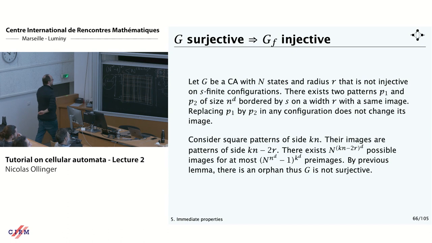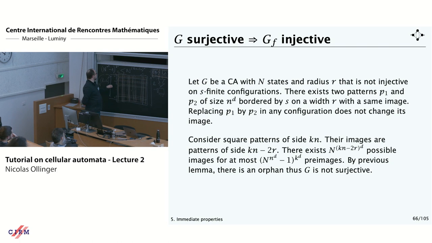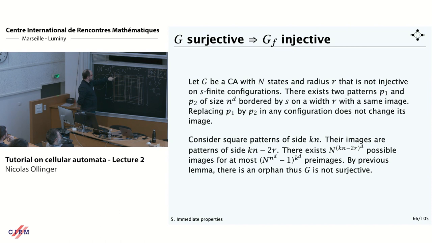And the number of pre-images is the number of ways to fill the biggest pattern. It's n to the nd, that's the number of ways to fill a small square, minus 1, because p1 and p2 have the same image, so no need to take both of them. And then you have k to the d squares inside this. And you see that the number of images at some point will get bigger than the number of pre-images. So this is Moore, if I remember correctly.